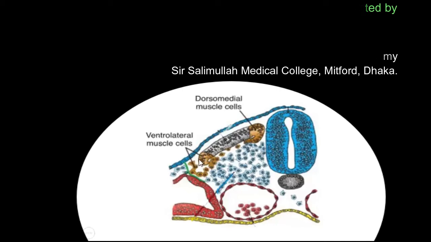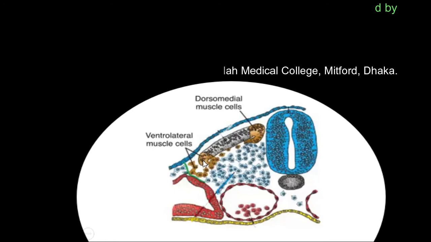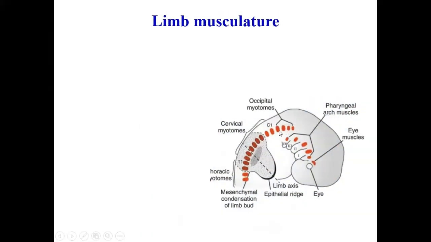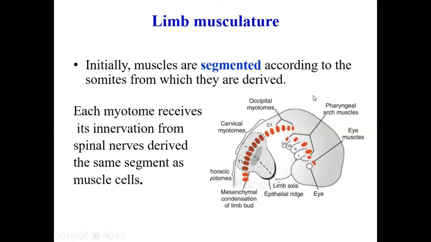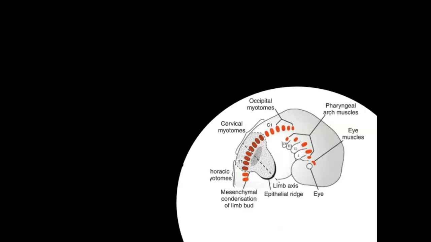How? Because these ventrolateral muscle cells migrate into the lateral plate mesoderm to form the limb musculature. This is the segmental arrangement of the limb musculature. Initially, muscles are segmented according to the somite from where they are derived. Each myotome receives its innervation from the spinal nerve derived from the same segment. This means the muscle cells, from whichever segment they derive, also carry their own nerve supply from that segment.